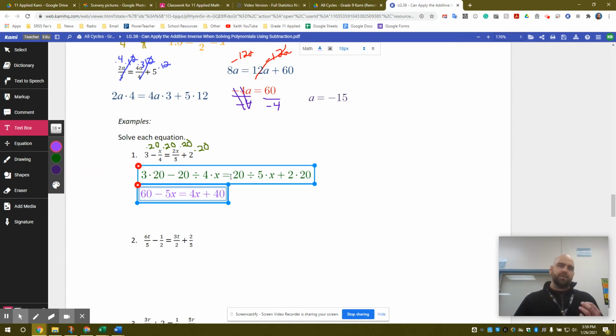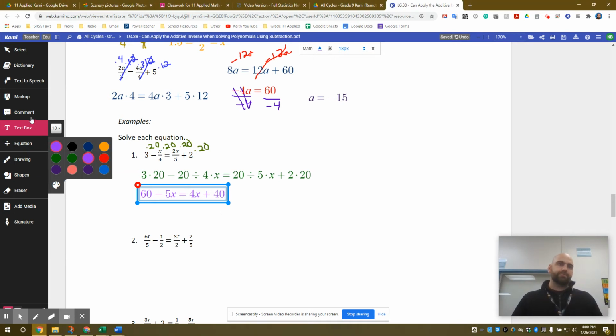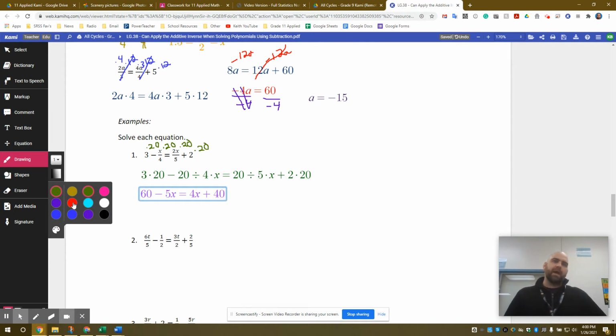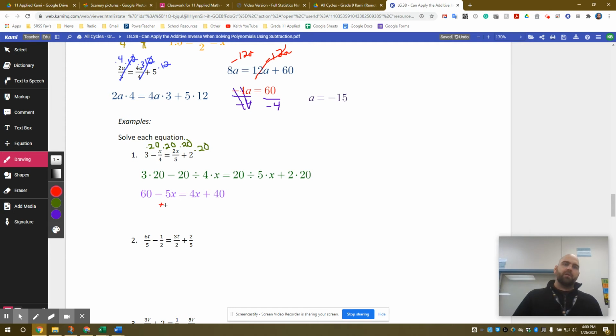I'm taking each one of these little terms and simplifying it down as much as I can. Because I multiplied everything by 20, we aren't changing the equation. All we're doing is modifying what it looks like so that it is easier, or I should say possible, for us to solve. It's not possible to solve if we have fractions in there. All right, we're going to add 5x to both sides.